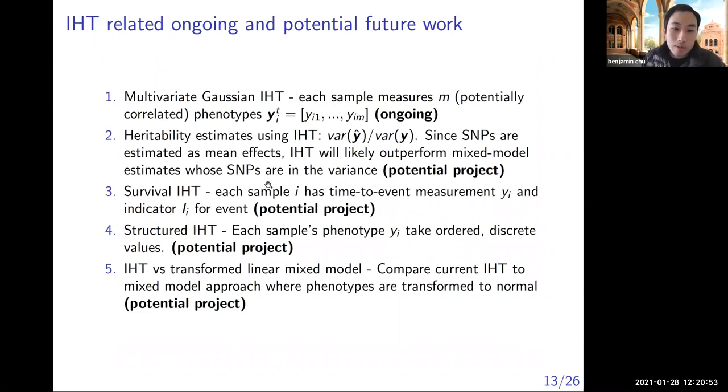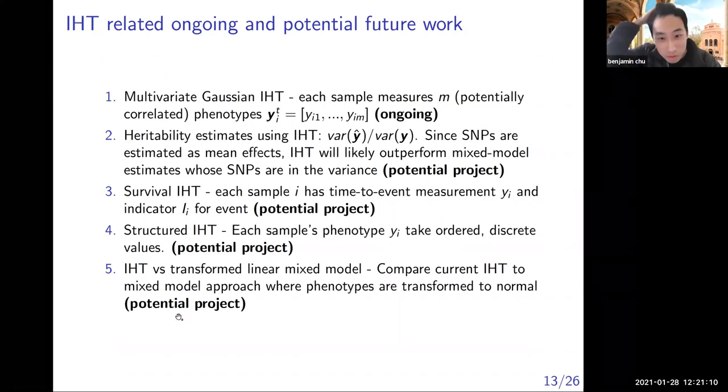Finally, I want to highlight some of the possible future work that we can do. Currently, we are working on multivariate IHT, so that's every trait is Gaussian, so you can model the whole thing as a multivariate Gaussian. There are also a few other ones. Basically, we're the only ones doing IHT.